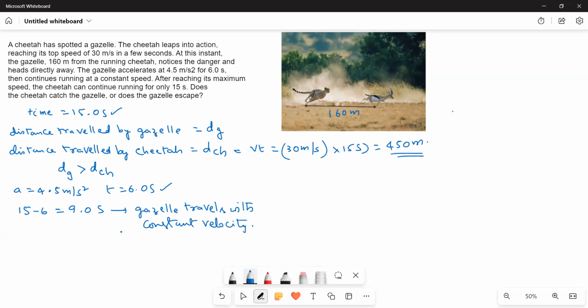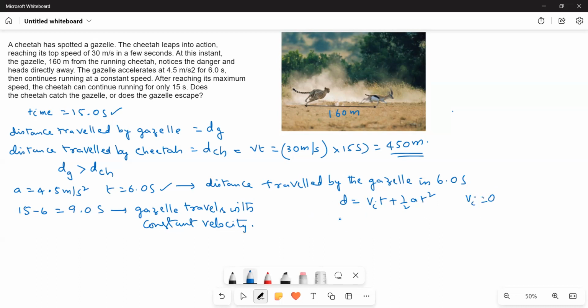We have to find out the velocity at this time, and then we have to calculate the distance traveled by the gazelle with this acceleration in 6 seconds. Okay, now that I will find out. Distance traveled by the gazelle in 6 seconds is d equal to Vi t plus half a t squared. Here Vi is equal to 0 and the rest of the data is given here. Therefore, d is equal to 0 plus half into acceleration 4.5 meters per second squared, and time is 6 seconds. So d is equal to half into 4.5 into 6 squared, which is 36. So this gives 81 meters.